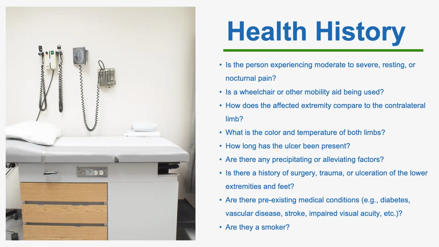We want to ask how long has the ulcer been present, or any precipitating or alleviating factors that make ulcers get better or worse, or the pain get better or worse. We also want to know, obviously, history of surgery, trauma, and ulcerations of lower extremity and feet in the past, and any pre-existing medical conditions, diabetes, or the other risk factors that I mentioned previously. And also smoking is a big thing we want to know about.